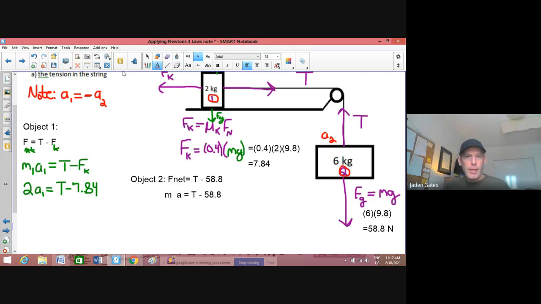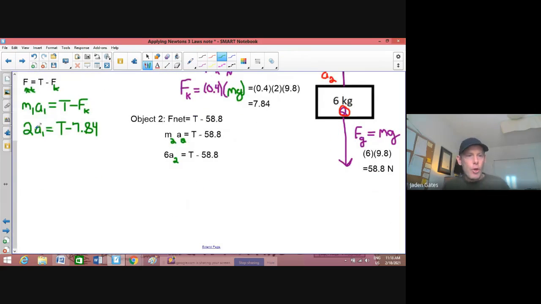Now, again, this mass is of the second object, and the acceleration is of the second object. And so, again, I'm going to sub those values in because I know the mass. I don't know A2, though, do I? No. All right, now, 6 times A2, I'll have to put that in after, equals T minus 58.8. So, again, there is A2. All right, now here's the trick. I've got 2 equations here, but I have 3 unknowns, which is bad news.